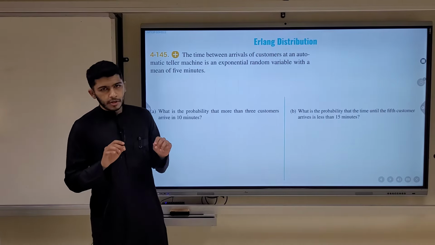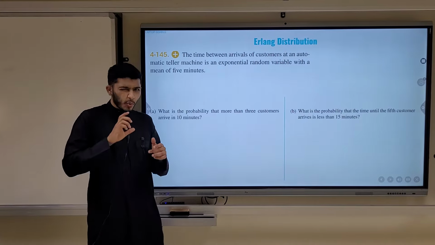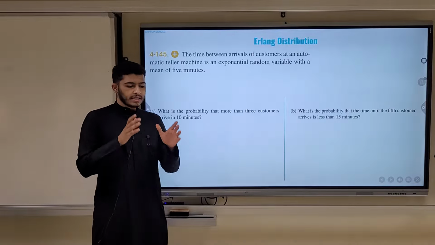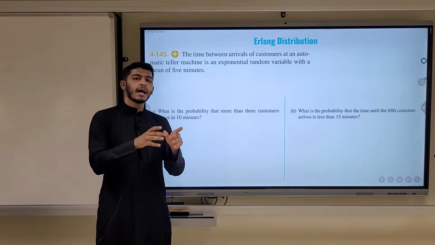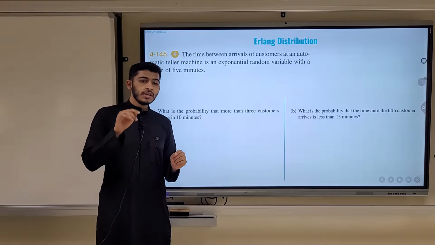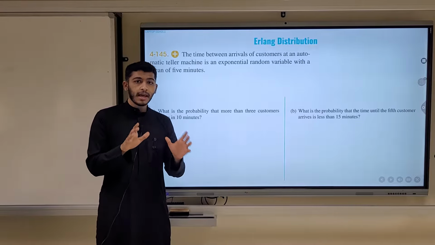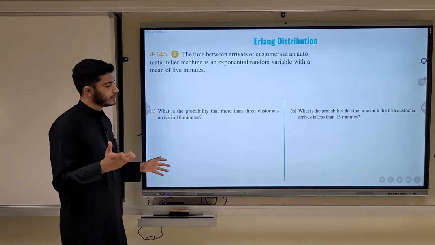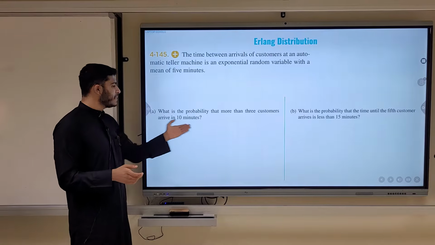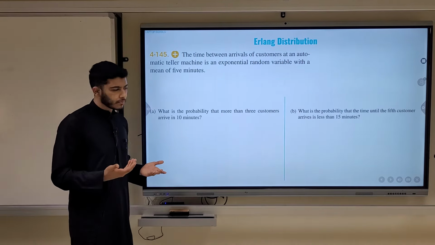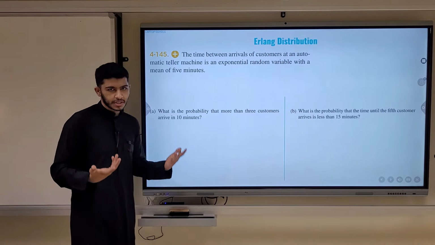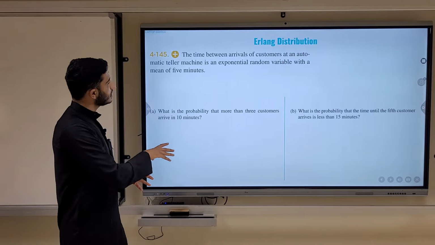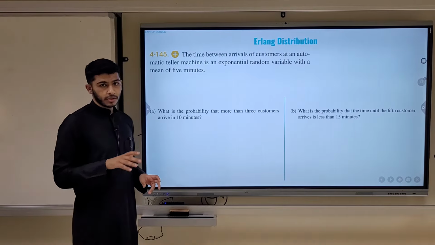So here is the thing. You can say that the Erlang distribution is quite similar in concept to the negative binomial, where it gives you a number of successes and asks for the probability of this number of successes occurring in a given number of trials. Here we don't really have trials because we have a continuous random variable, but you can account for the minutes as somewhat of a trial, where the 3 customers arriving are the number of successes you're looking for. However, we're going to be solving this Erlang distribution question using the Poisson distribution.